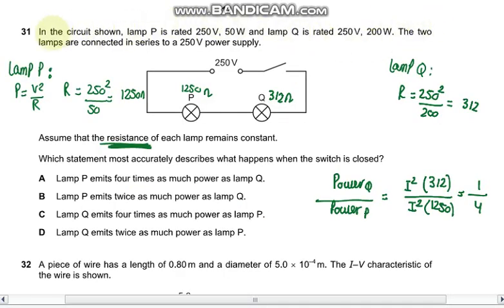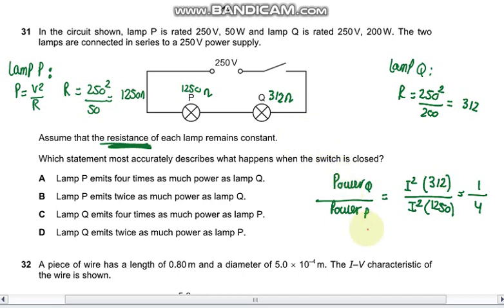So question number 31 says that there are lamps P and Q. Their voltage and powers are given, and the power supply is of 250 volts. Which statement is correct? So what we can do is find the resistance of each lamp. For lamp P we can use V square over R, so that would be 1250 ohm, and for lamp Q it would be V square over R, so that would be 312 ohms.